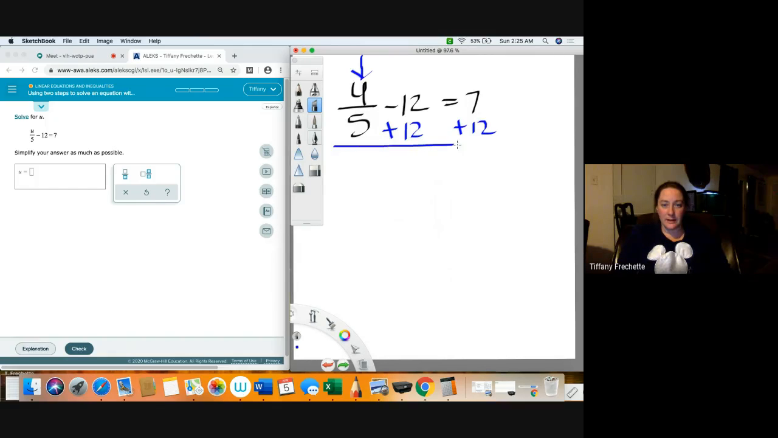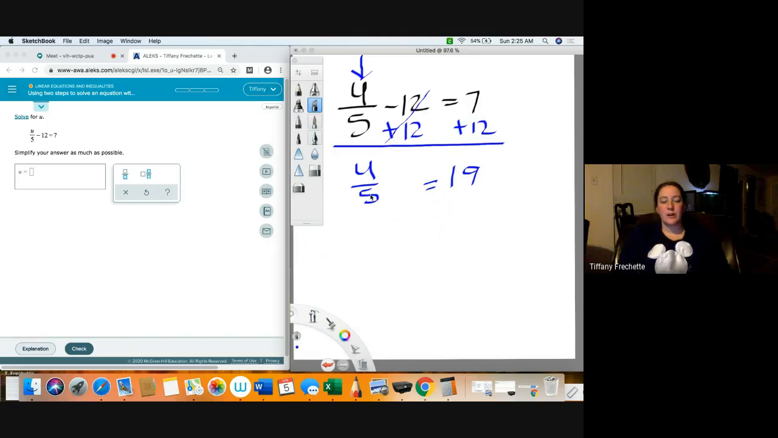All right, I'm going to draw my line like I did before. u divided by 5 is just going to drop down. Nothing has happened to those. The negative 12 plus 12 cross out, because anything positive and negative, the exact same number, that is 0. It always cancels each other out. And then we bring the equal sign down. We have 7 plus 12, so we get 19 there.